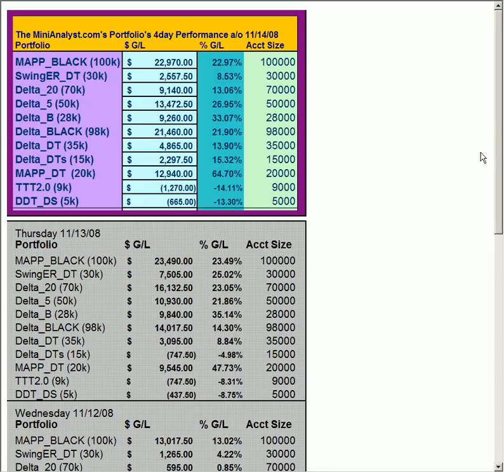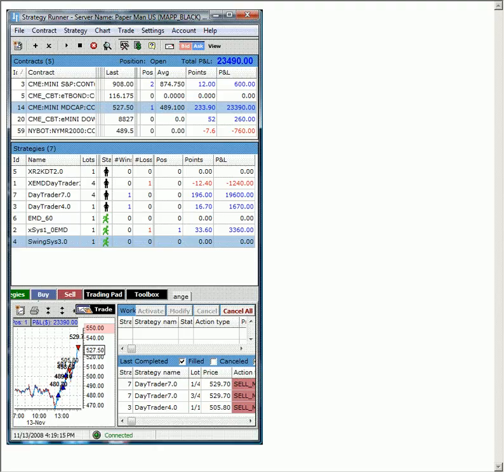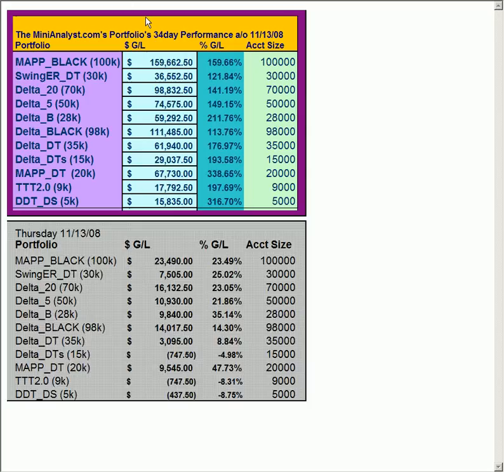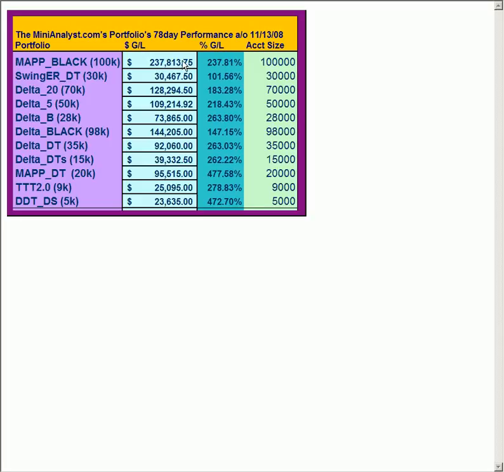But having said that, over the last 34 days, Dual Day Trader still in the lead at 316%. Now the Map DT with that performance up 340% over the last 34 days. This is, of course, since the market topped. Then there's, of course, the 78%. Again, Dual Day Trader close to 500%. Map DT again in first place. Original Map DT at 477%. Still 240% almost for our most diversified Map Black portfolio.